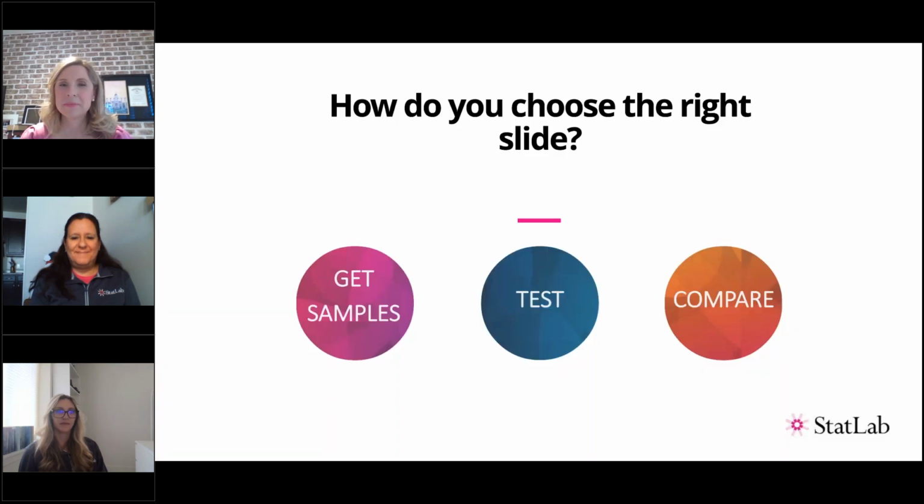Okay, next slide. So how do you choose the right slide? If you're looking for something different, something new, how do you choose the right one? First thing, get samples. Get samples from where you think might be a good option. You can talk to sales reps, you could talk in the industry. Maybe you have some other friends who are histotechs at other labs. What do they use? What have they had good experiences with? What hasn't worked out well? So get those samples and try them out.